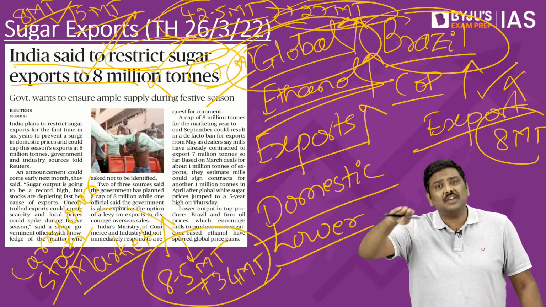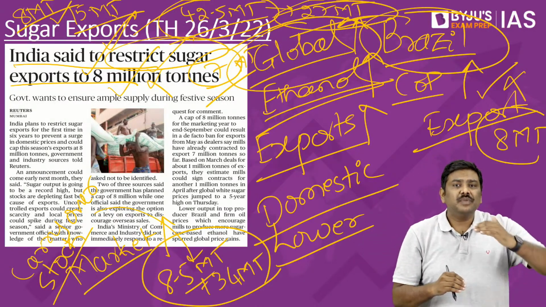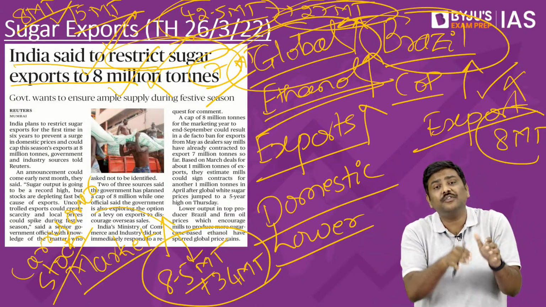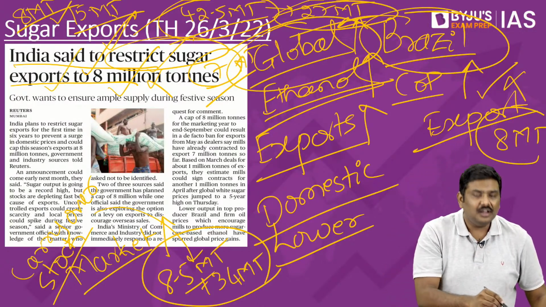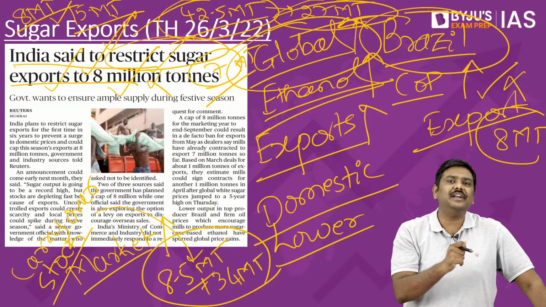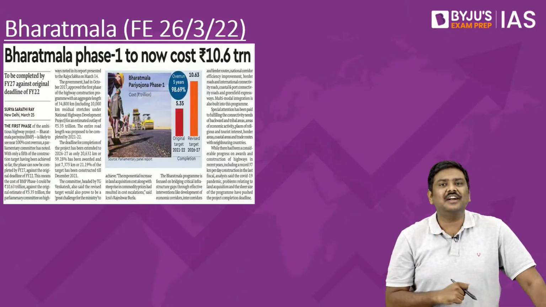So there are no plans of the Government of India to impose export restrictions on sugar from the domestic market to the international market. This is just related to the article provided here. Let me go to the next article.